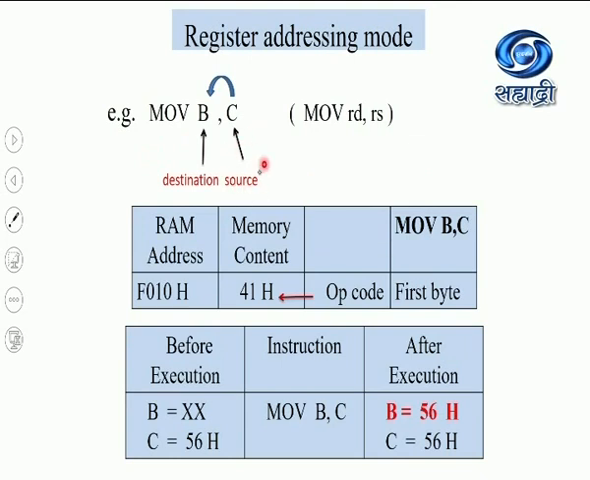So C is the source of data and B is the destination of data. Here in memory location, the opcode for the instruction, that is 41H, is stored, and this is the first byte of an instruction. For example, before execution, B contains garbage data and C contains 56. When the instruction MOV B, C is executed, the contents of C are copied into B.